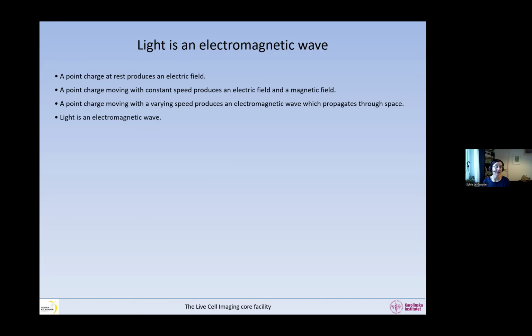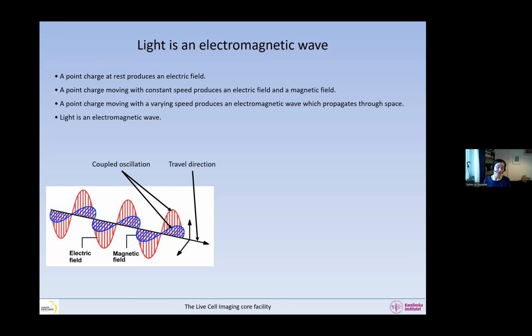So light is an electromagnetic wave, and this is what it can be represented as. So we will have an electric field which oscillates. It means it increases and decreases, so it changes. And we have also a magnetic field that oscillates, and you see how they oscillate in unison. So they oscillate together, and that is an electromagnetic field. There is a change all the time, and that thing propagates through space. So it starts traveling. It has a travel direction. Okay, this is what light is.